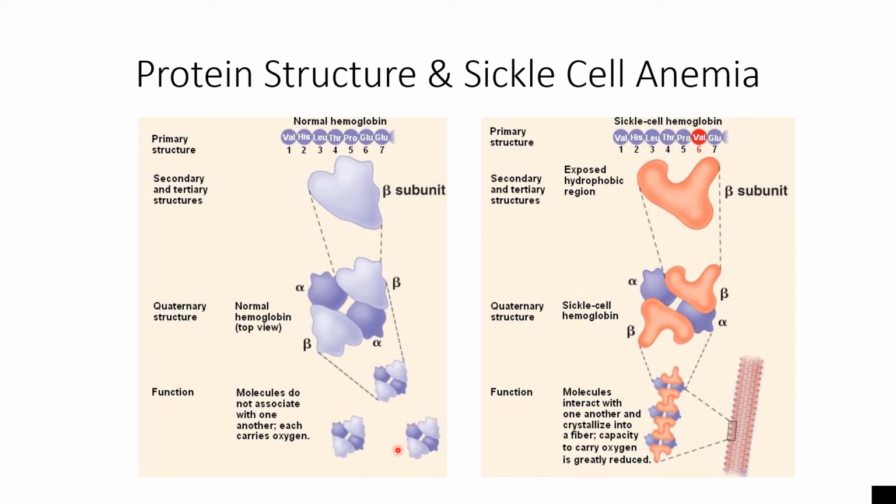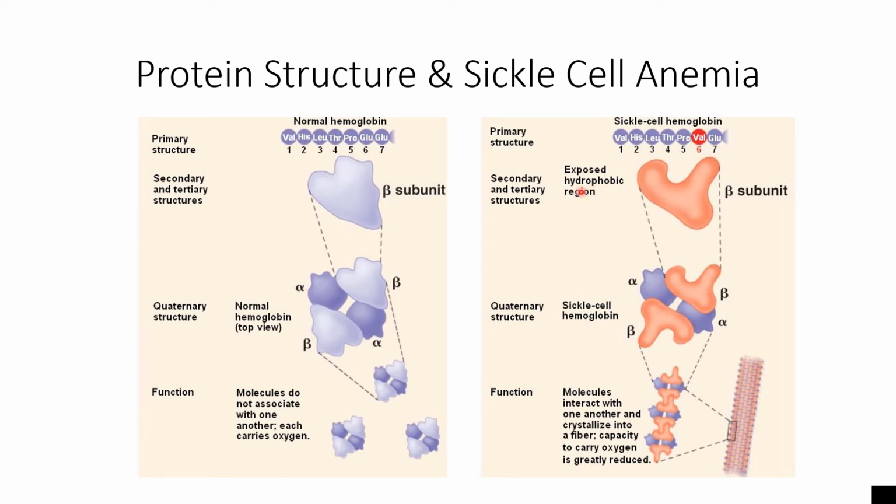Let's compare this normal hemoglobin that's free-floating to the hemoglobin we see in a patient with sickle cell anemia that builds long protein strands. The problem in sickle cell anemia goes all the way back to the primary structure of the protein. When we first started building this protein, instead of putting in a glutamate, we put in a valine. And remember that valine was non-polar. Non-polar means the same thing as hydrophobic.